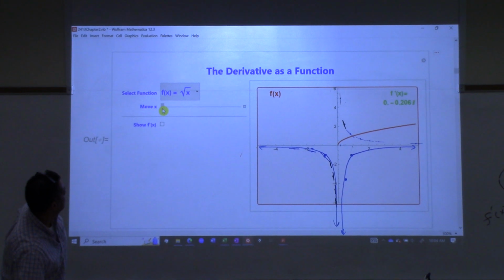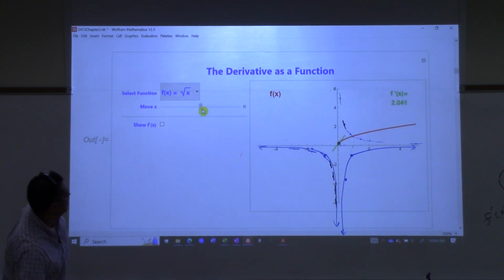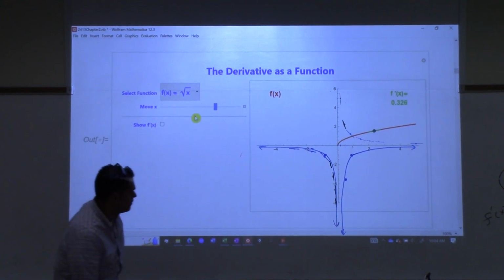Hey, none of that. None of that. What's going on here? Oh, I know what's going on. There we go. Take a look at that graph.